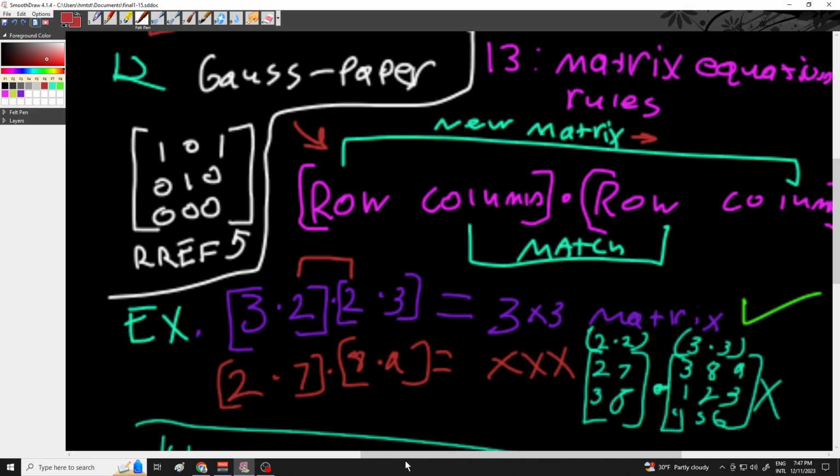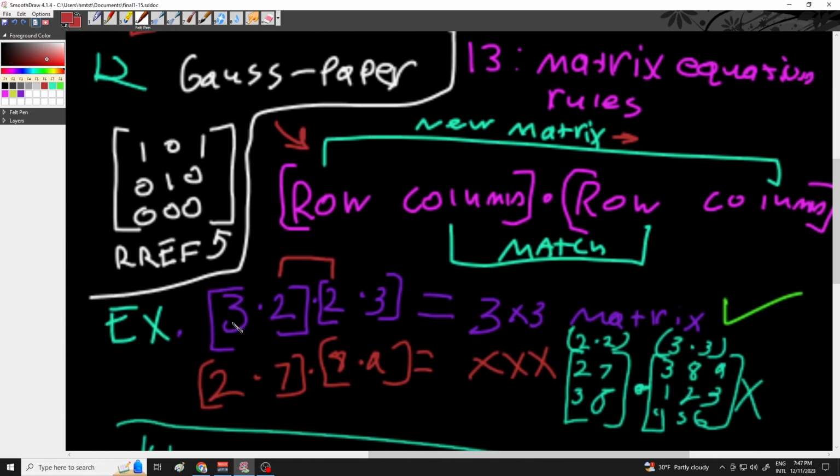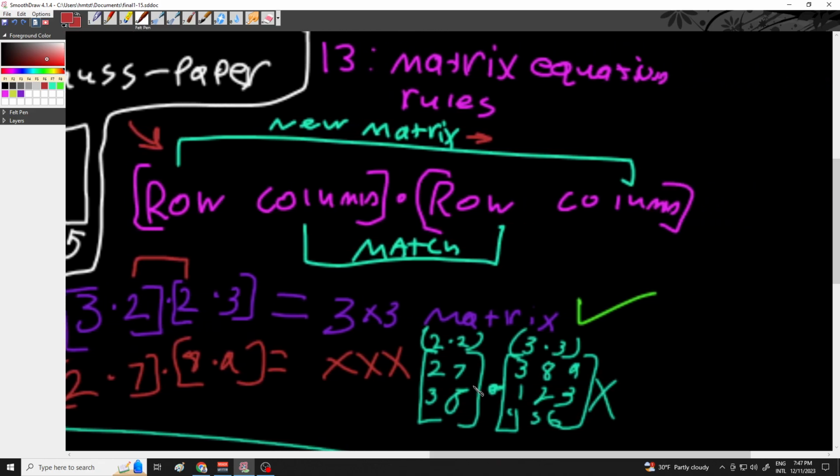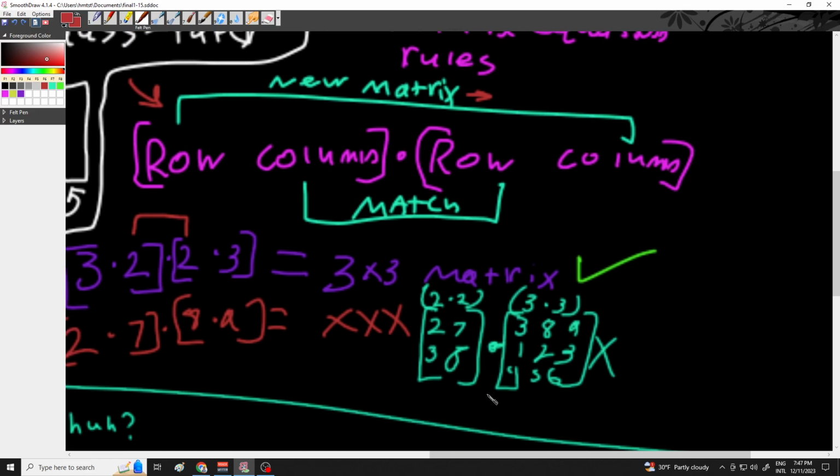I also felt like I was being a little ambiguous by just having 3x2 and 2x3, so I decided to format it out into this little block right here. We have the 2x2 and a 3x3. I decided to write the numbers out. The 2 and the 3 don't match, so you can't do this equation. But if they did match, your new matrix would be a 2x3 identity.